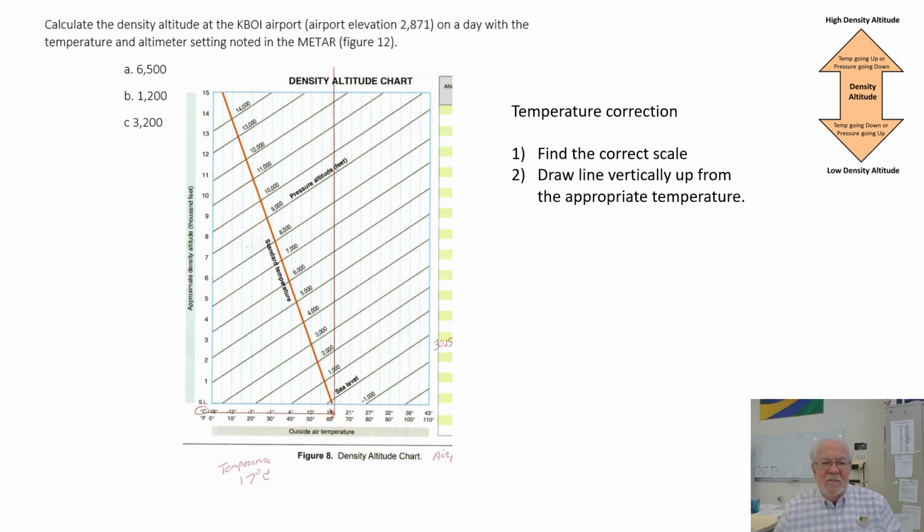Okay, so now we have the temperature. So temperature correction, we can go to that next. We know that the question says that the METAR said the temperature that day was 17 degrees C. So we find on the bottom scale, you've got C, Celsius, F, Fahrenheit. Make sure you're on the right scale. Slide over till you come to 17 degrees, just a little past the 16 degree mark, and draw a line straight up from there.